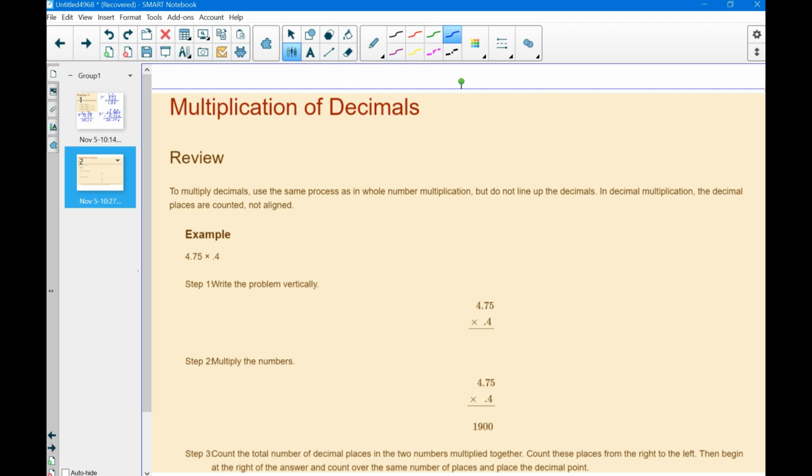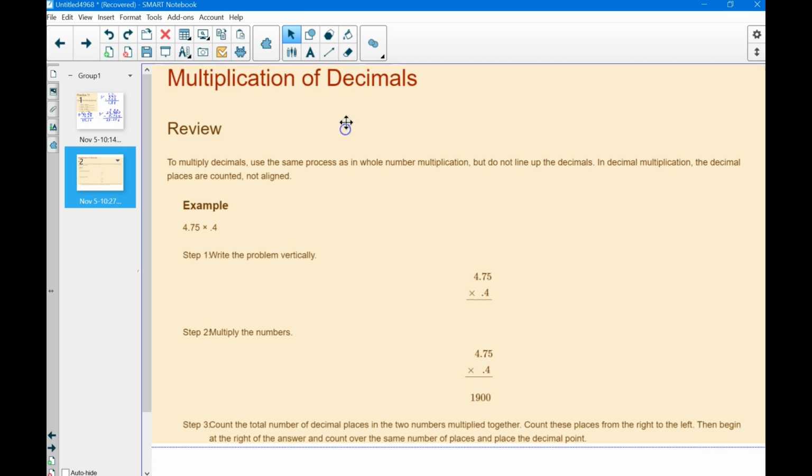This is a little tricky, but it's not bad, just a little trickier than add and subtract. Sometimes the description makes it sound more confusing than the actual process. It says to multiply decimals, use the same process as whole number multiplication, but do not line up the decimals. The decimal places are counted, not aligned. What? Counted? For example, they use 4.75 and 0.4.